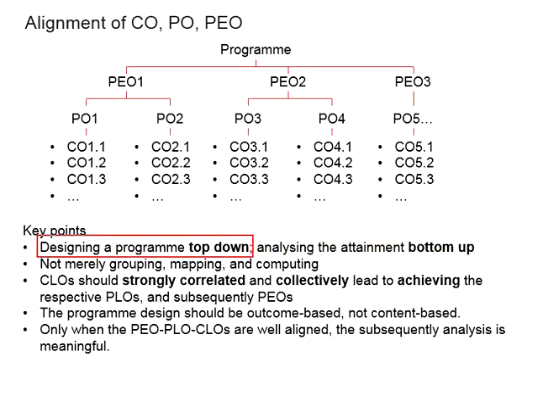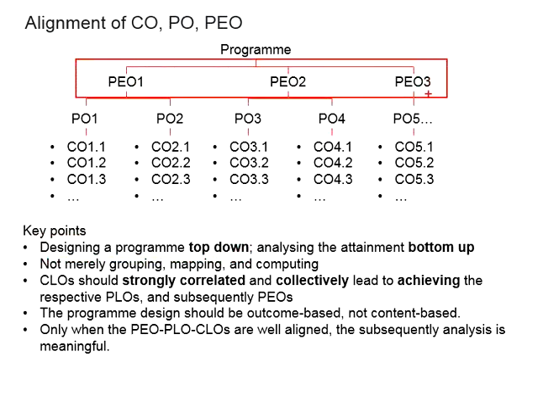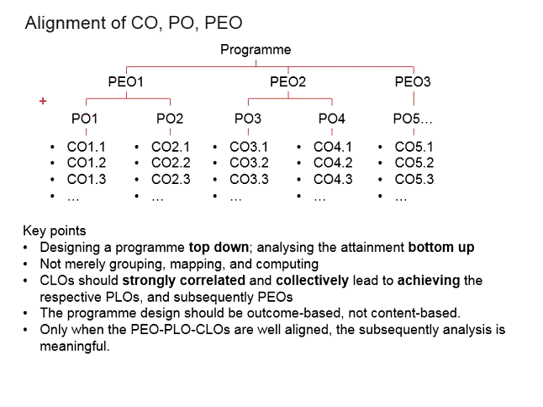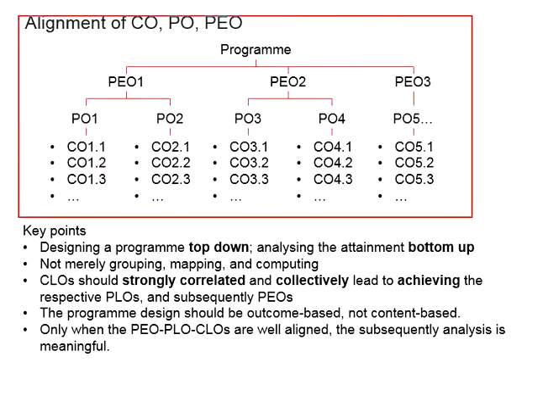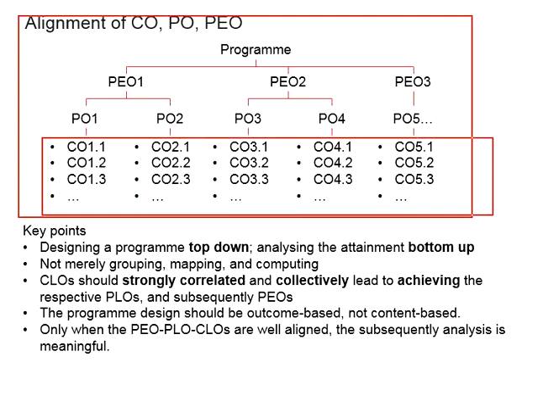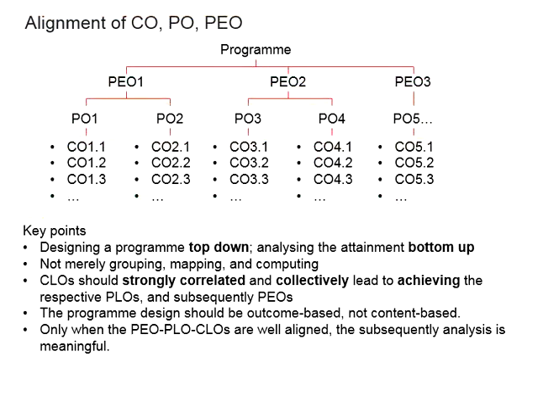Designing a program from top down, you identify the objective of the program, identify the program outcome, determine a series of courses related to the program, construct the course outcome for each course, and then construct the relationship between the series of PO, CO, and PEO. This is about designing the program from top down.